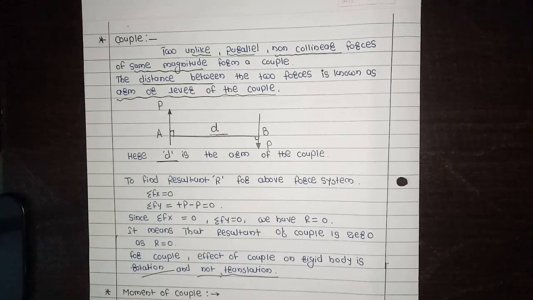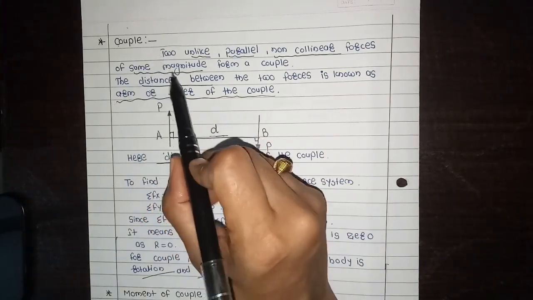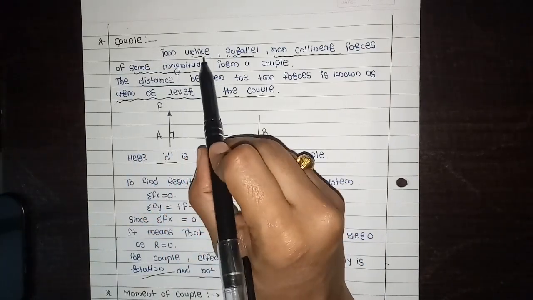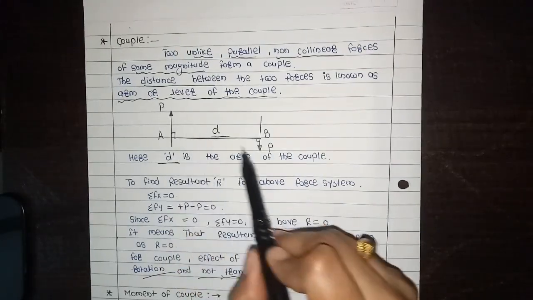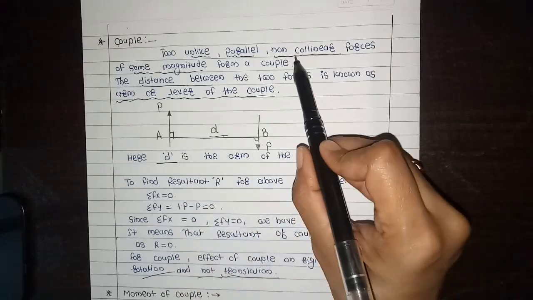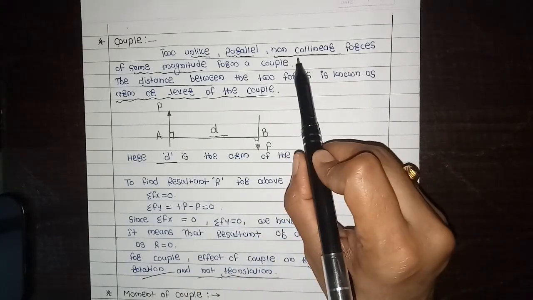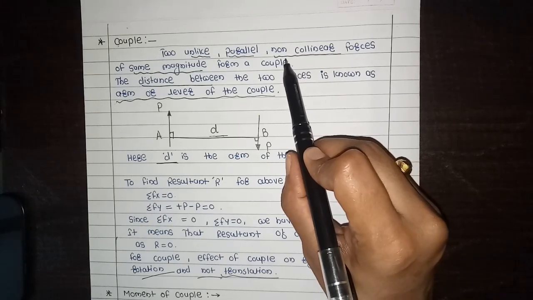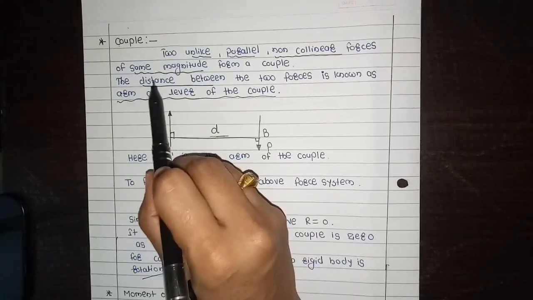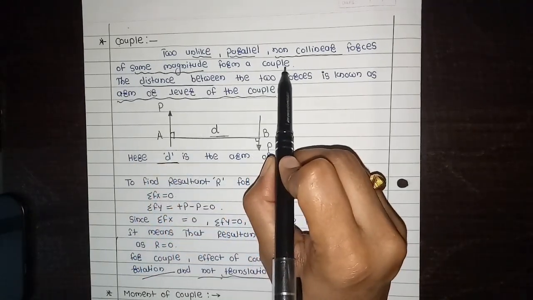Hello everyone. Today we will see couple. What is the meaning of couple in engineering mechanics? Two unlike means different direction. Two unlike parallel non-collinear forces. Non-collinear forces means all the forces do not lie in a single line. So non-collinear forces of same magnitude form a couple.